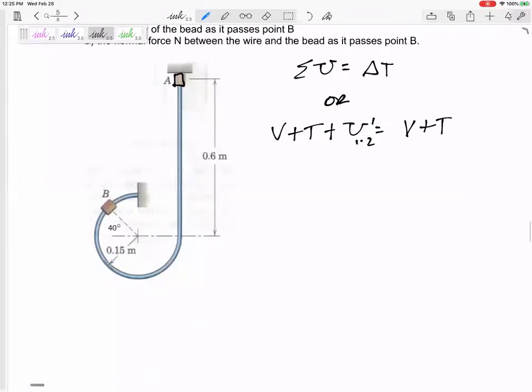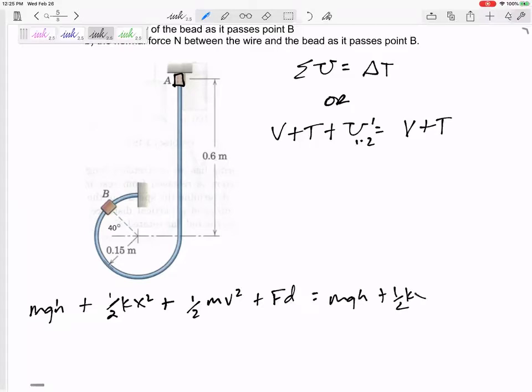And I sometimes like to just write the whole equation, even though I know there's not a spring. I'm going to write mgh, potential energy due to height, 1/2 kx squared, the potential energy in the spring, plus kinetic energy, 1/2 mv squared, plus Fd, but it's only Fd if it's a constant force and the distance is in the same direction as the force, equals mgh plus 1/2 kx squared plus 1/2 mv squared final.